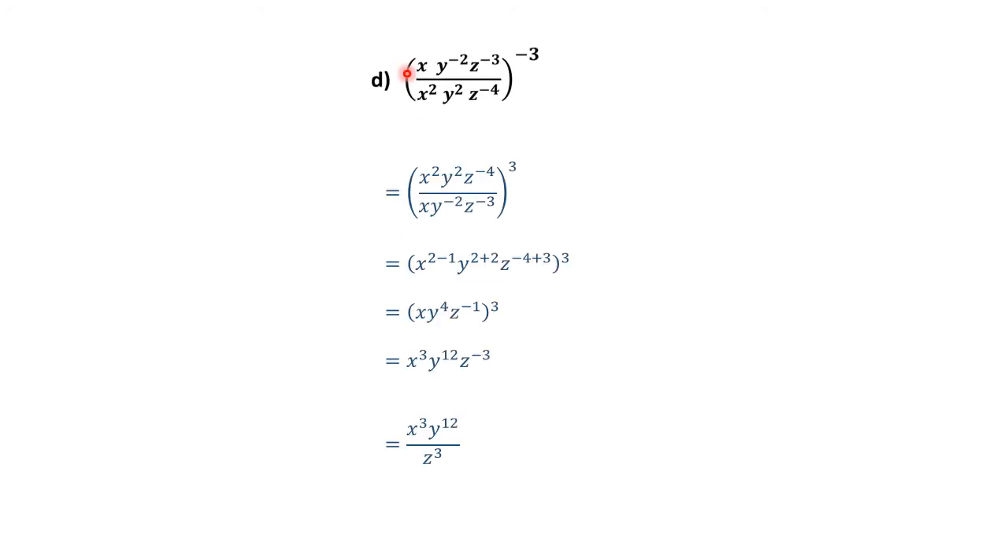Part D, the power is negative. So I will flip the fraction. I'll get x square, y square, z minus 4 over x, y power minus 2, z power minus 3.